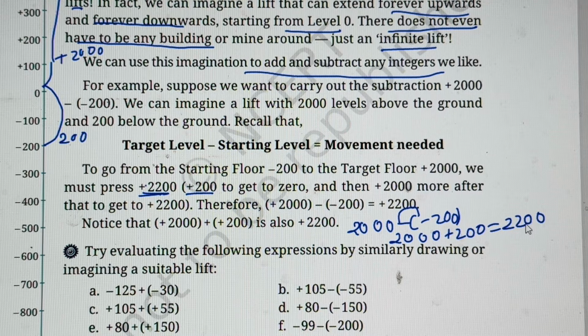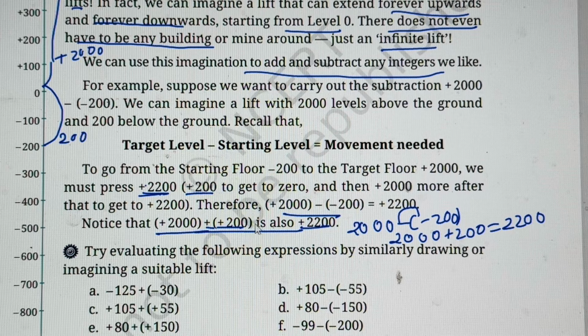Now one more thing is given over here. Notice that 2000 plus 200 is also 2200. Right? So these both mean the same, right? So what have we done actually here? We have just written the additive inverse. So subtracting a number is also equal to adding its additive inverse. Got it? So in both the cases, you will get the same answer.